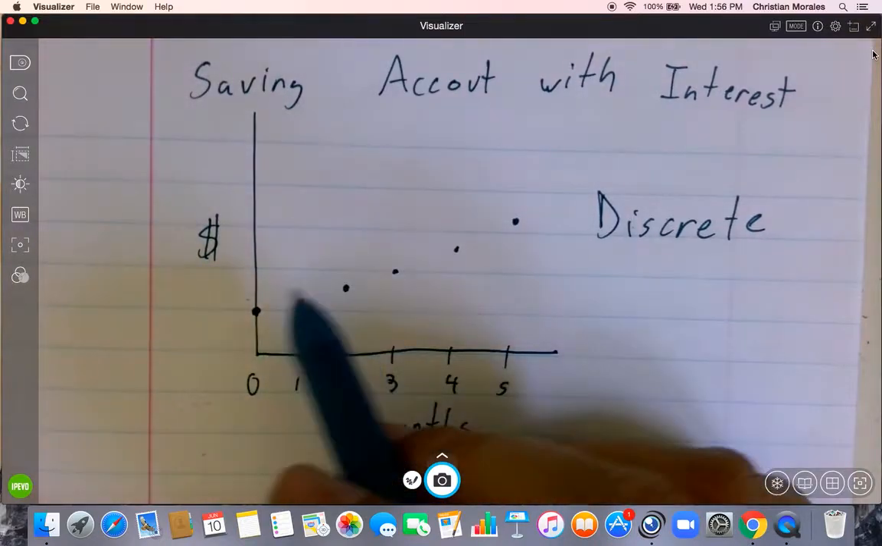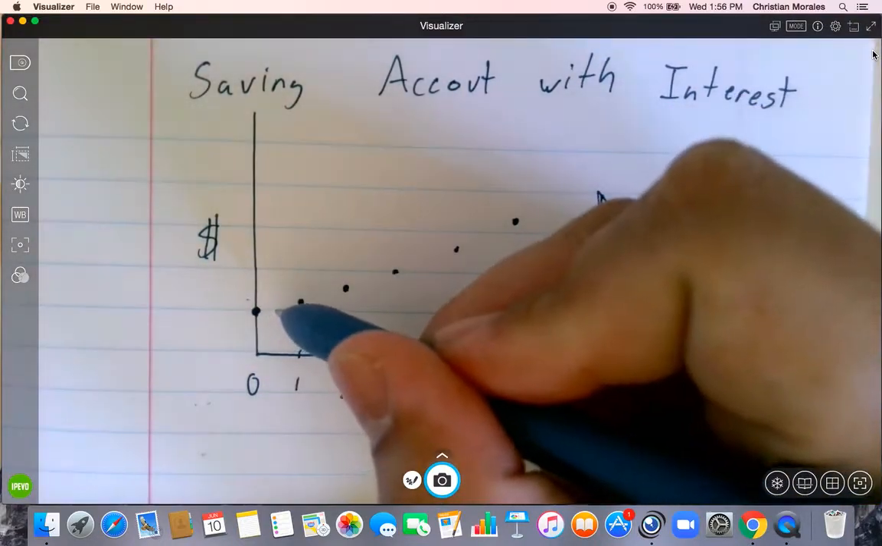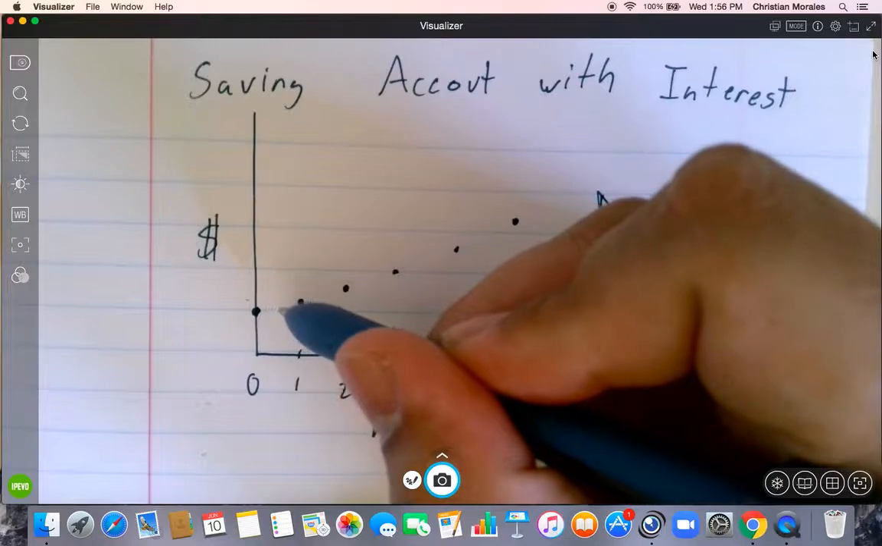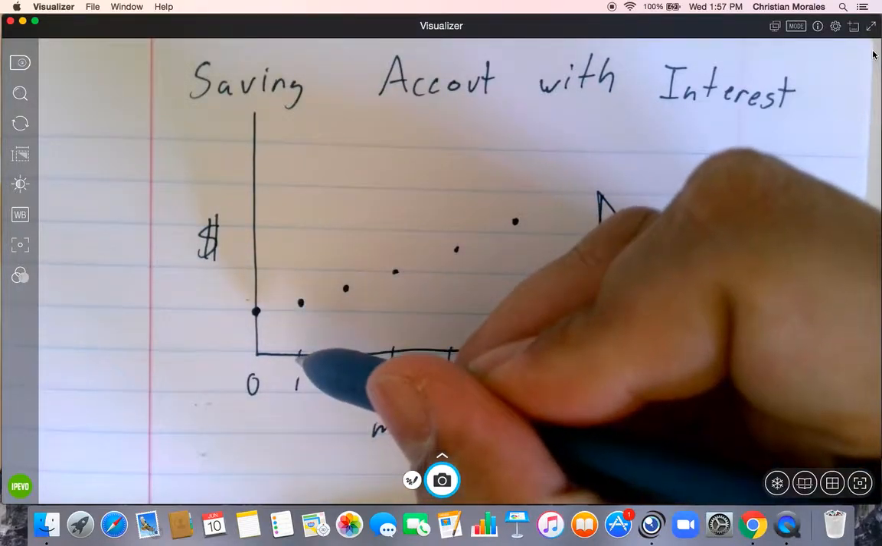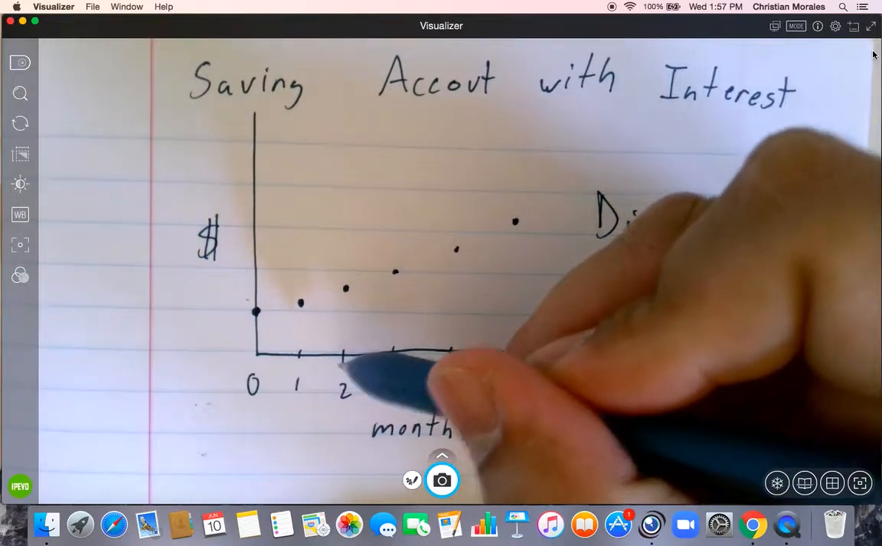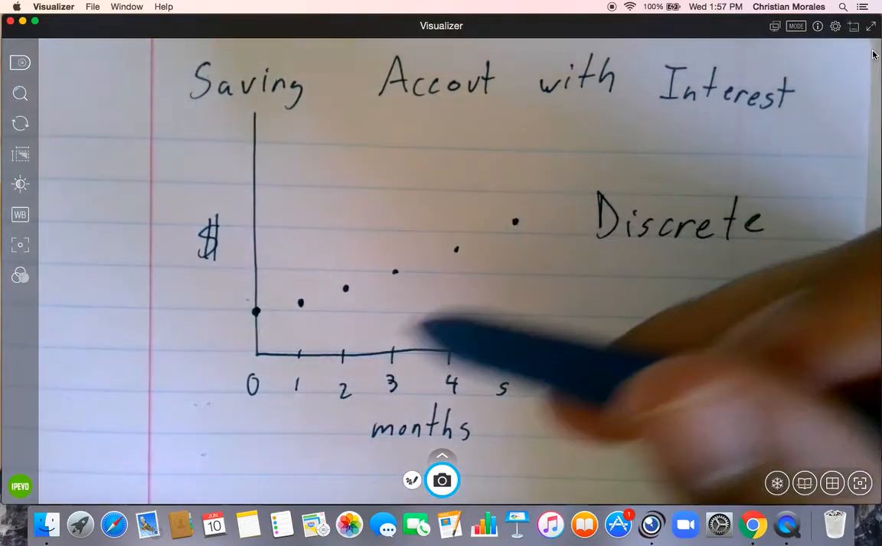So you would not connect the dots here, because if I connected the dots, I'm saying every day the money is growing. That's not the case. The money is not growing every day. It grows at the end of the month, and then again at the end of the month. So that's what I would call a discrete graph.